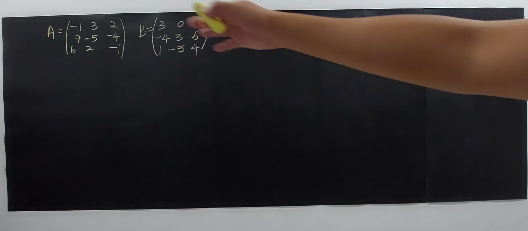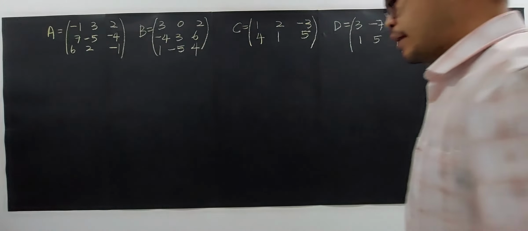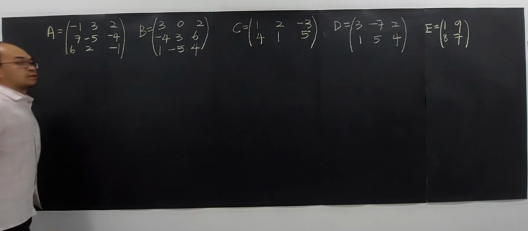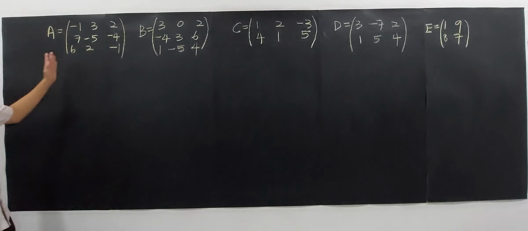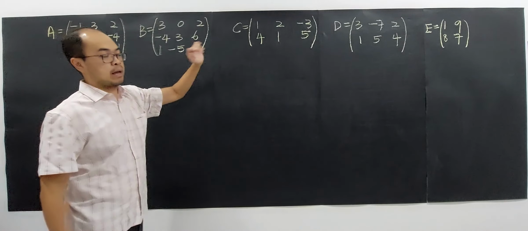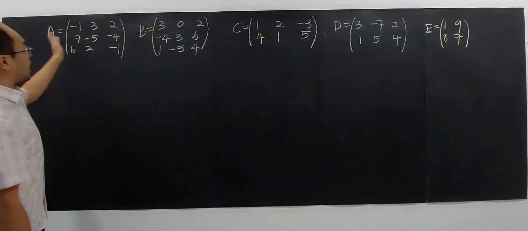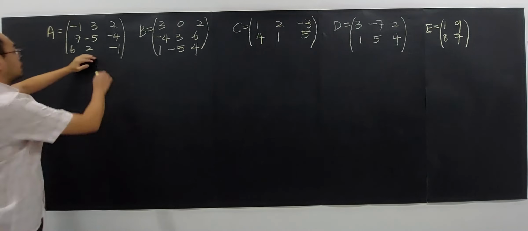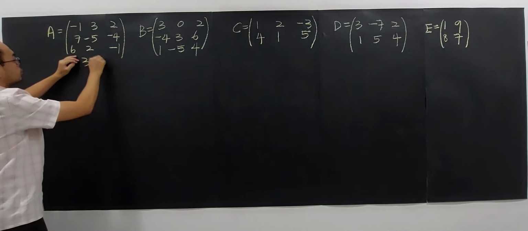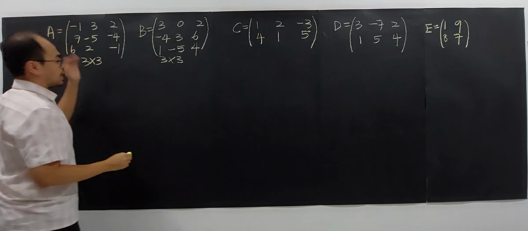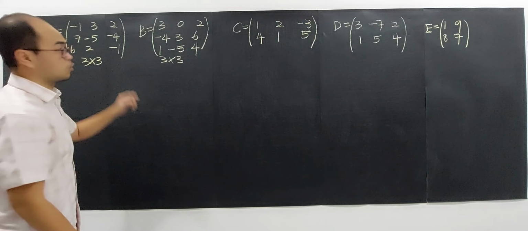Alright, let's look at all the matrices here. We talk about addition, subtraction, and scalar multiplication of a matrix. For example, which of the above matrices can be added? Definitely, I will say that A and B have the same order. The order of this matrix is 3 rows, 3 columns, and 3 rows, 3 columns, and these two matrices can be added because they have the same order.